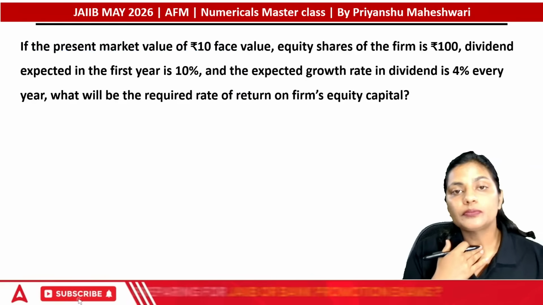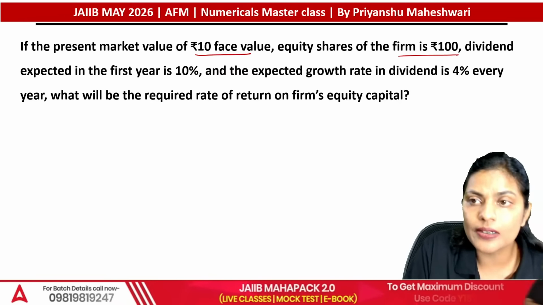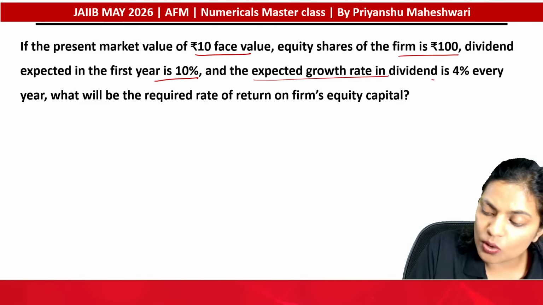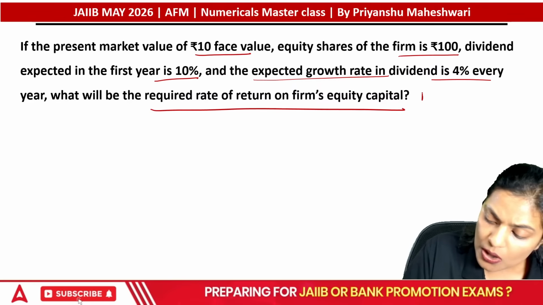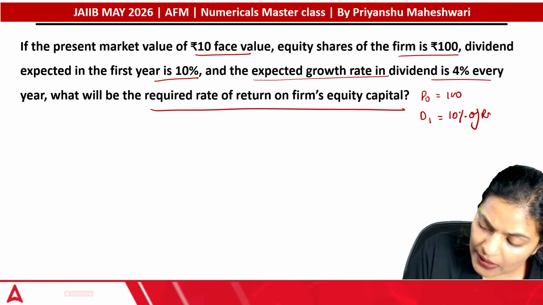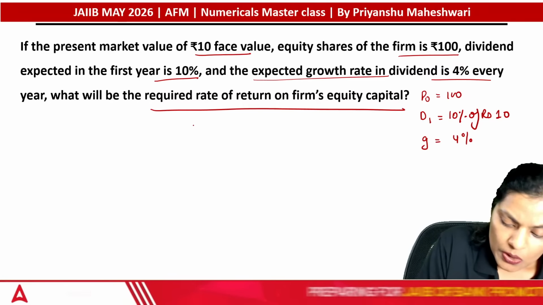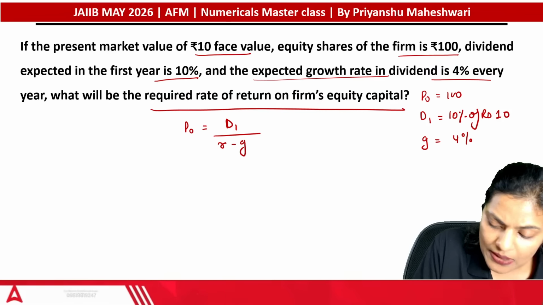Now, if the present market value of rupees 10 face value equity share is 100, dividend expected in year 1 is 10% and the expected growth rate is 4%. What is the required rate of return? So, P0 is given 100, D1 is given as 10% of face value, which is rupees 10. Growth rate is how much? 4% every year. So, the formula is P0 is equal to D1 upon R minus G.